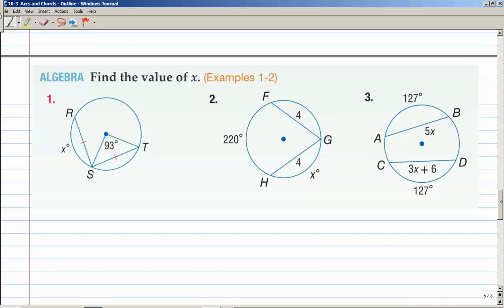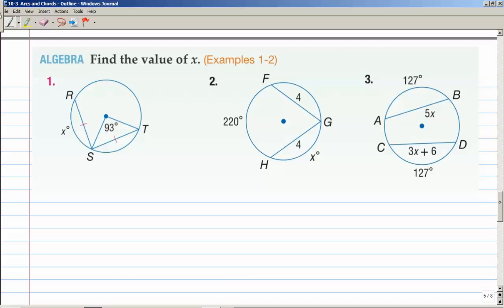Okay, let's take a look at several examples here. I got these right out of the textbook. For these three, we need to find the value of x. In diagram number 1 here, we have a circle with two congruent chords. Chord RS is congruent to chord ST. And I know, because angle S, whatever the center is, T, this angle here is 93 degrees, that this arc right here, I'll go ahead and draw it on there, is 93 degrees as well.